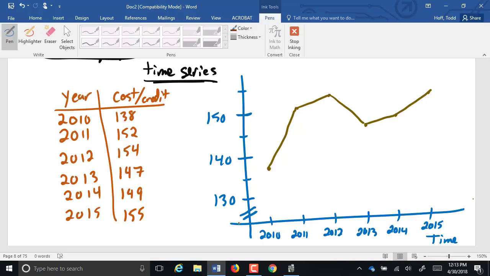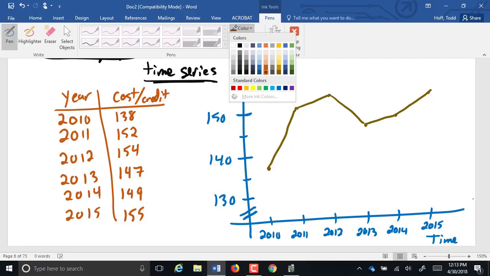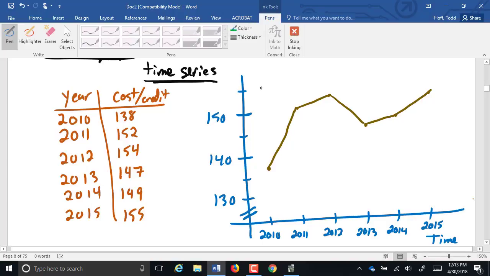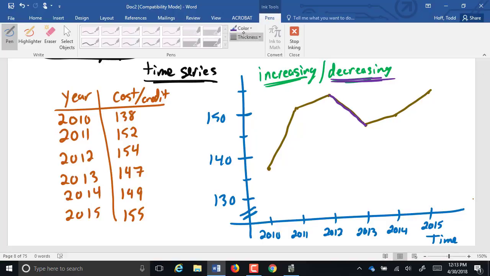Now the other thing is the biggest strength of the line graph is that the slope of our line is a change. So we can very quickly look at this and see when was the cost of tuition increasing, when was it decreasing. Well, as we look at this, we can see there's only one point where it was decreasing, and that's right here from 2012 to 2013. That's the only place where the line slopes down. All of the other years, it's increasing.